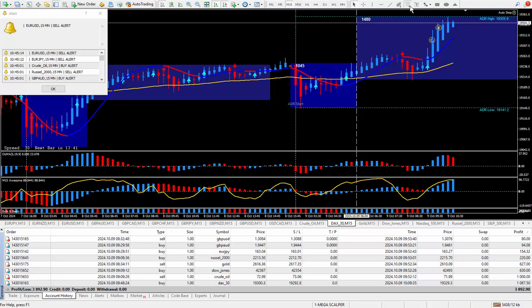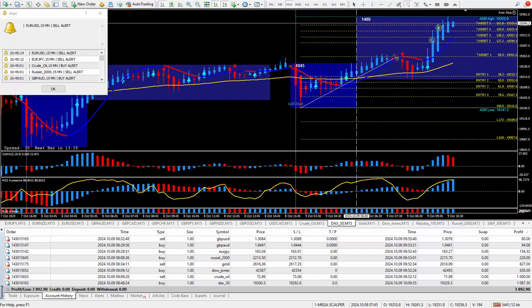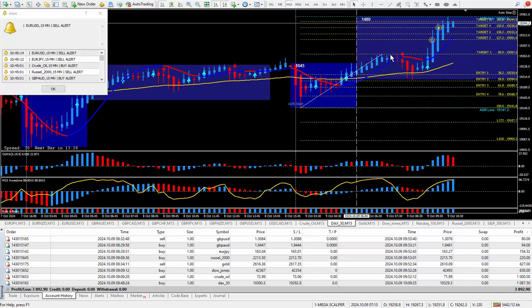Can show you that fib tool one more time. Any swing low, that's a swing low, this is a swing low. You go to the high point, anywhere in here. Did hit the entries, and on this day it did hit target number 5 right there. A little bit higher up.